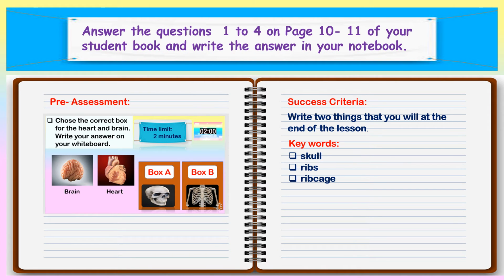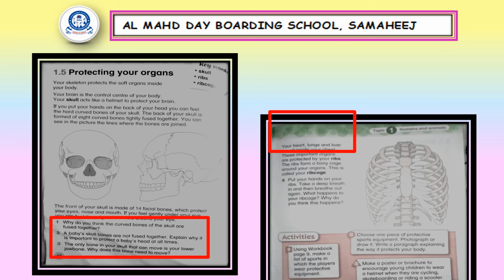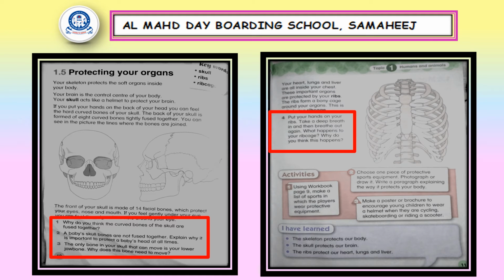For the next activity, you're going to answer questions 1 to 4 on pages 10 to 11 of your student book and write the answer in your notebook. On the right side of your notebook, write the answers for questions 1 to 4 on pages 10 to 11. Write the page number and the questions 1 to 4. So in your student book on pages 10 to 11, you're going to answer the 4 questions.